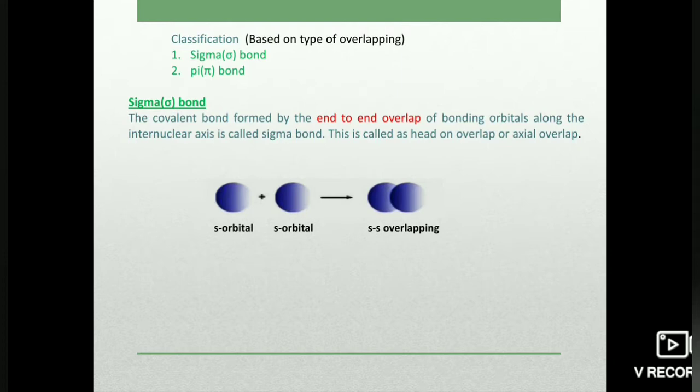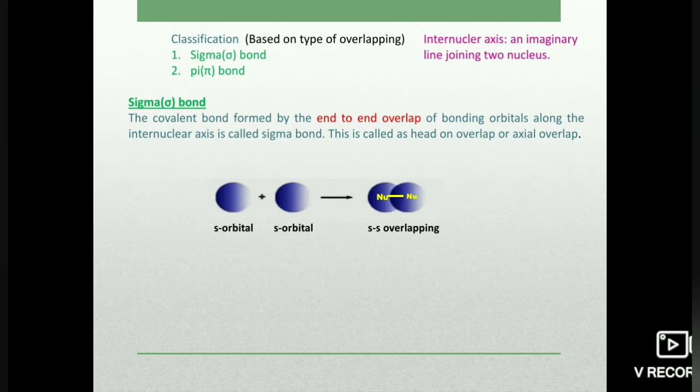So what is internuclear axis? We can see from this picture that it is an imaginary line drawn between two nuclei. So this is the internuclear axis. And all the sigma bonds are formed along the internuclear axis. This type of end-to-end overlap is also called head-on overlap or axial overlap, axial because it is along the internuclear axis.